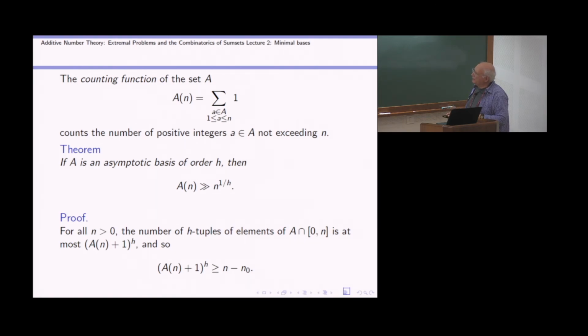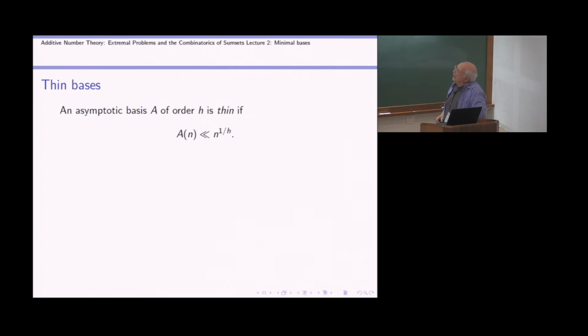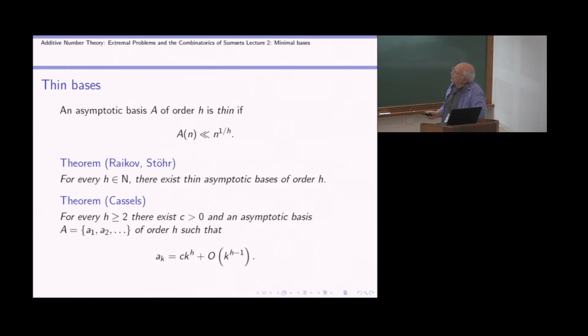Namely, you have A(n). We're not counting 0 in A(n), but 0 might be an element of the set. So the number of non-negative integers in this set up to n is A(n) plus 1. (A(n) plus 1) to the h is the number of h-tuples. If you get every number up to n, the number of h-tuples has to be at least this, and that gives the inequality. So that's the lower bound for the rate of growth of any possible asymptotic basis of order h. And we say that the basis is thin if the lower bound is also an upper bound, if A(n) is at most n to the 1 over h.